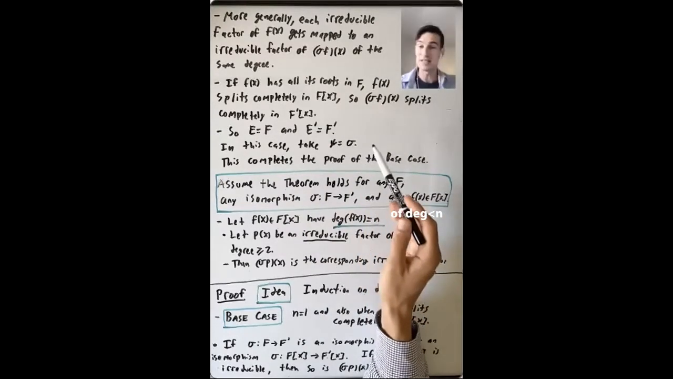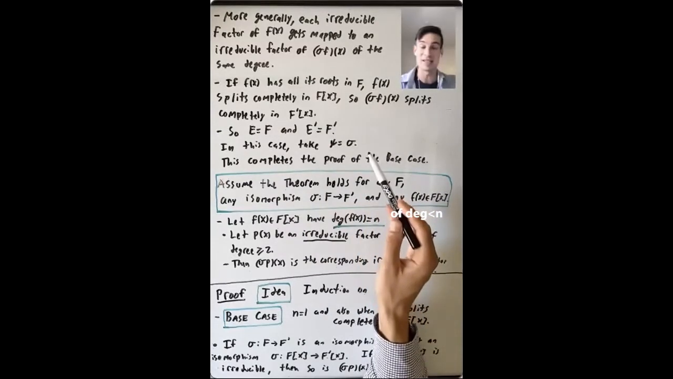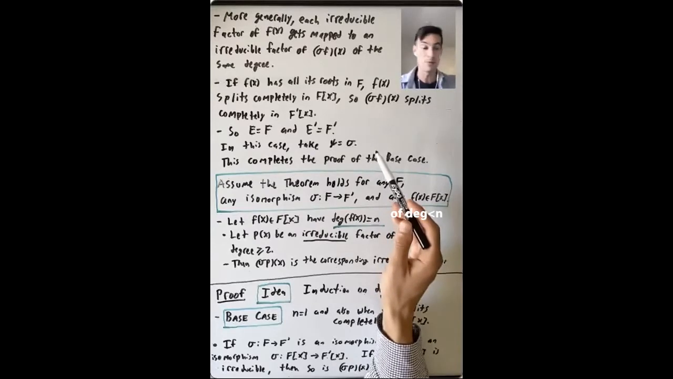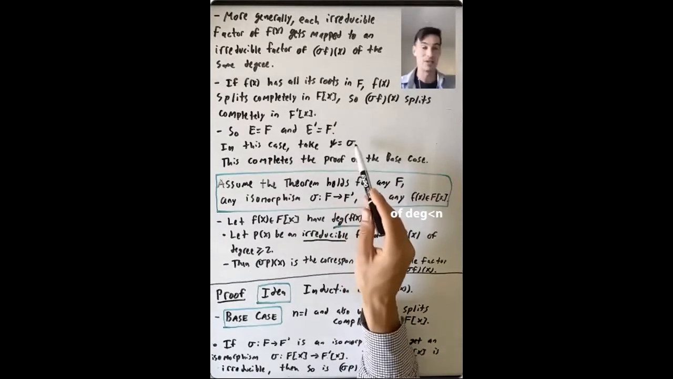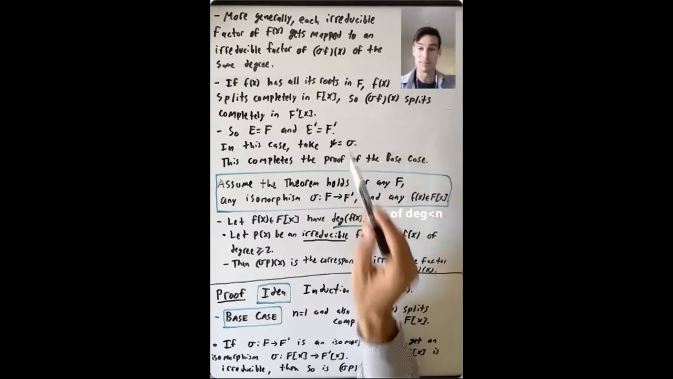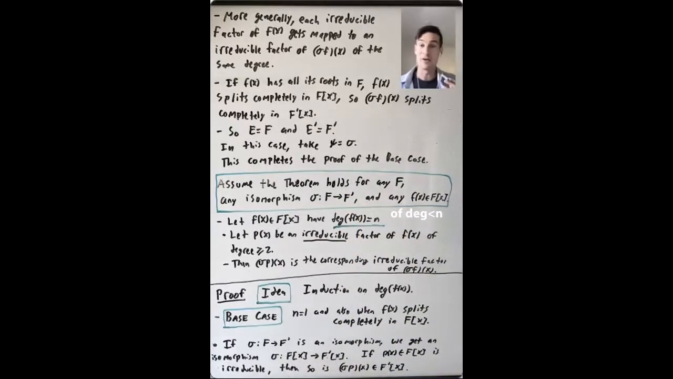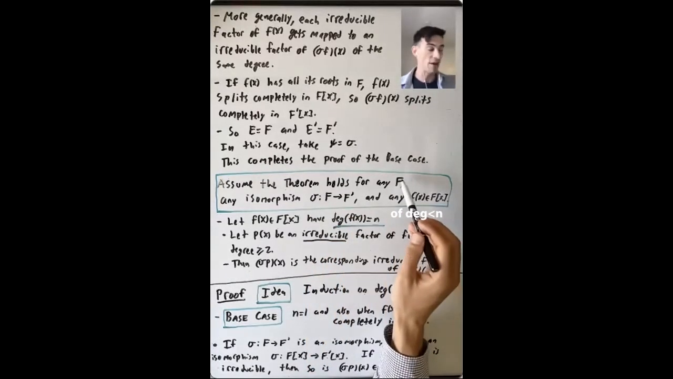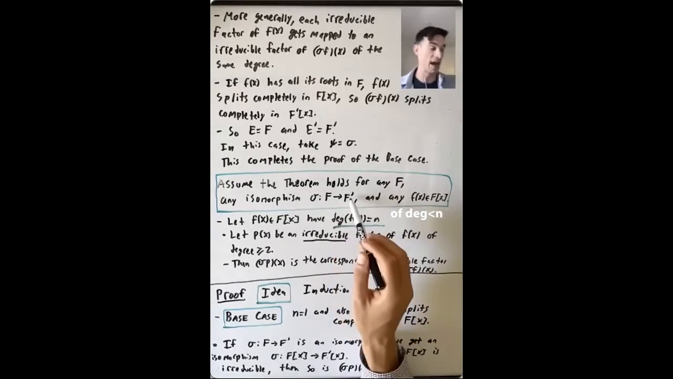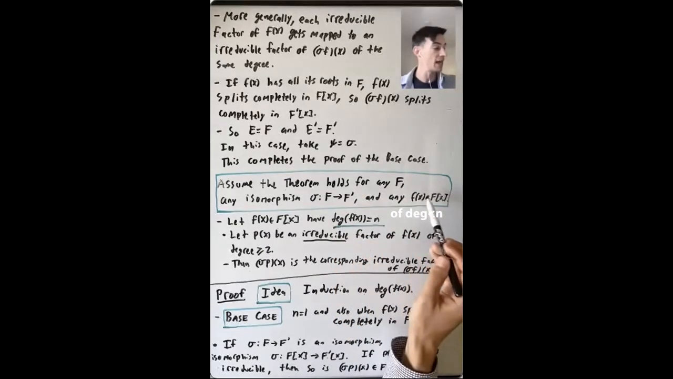Okay, so this completes the proof of the base case, which is not just the case where f has degree 1, but the case where f of x splits completely in F bracket x. There's really not much to prove at all. Psi you just take to be the original isomorphism. All right, so now this is the big induction idea that we're going to assume that the theorem holds for any field F, any isomorphism taking F to F prime, and any polynomial little f of x in F bracket x.